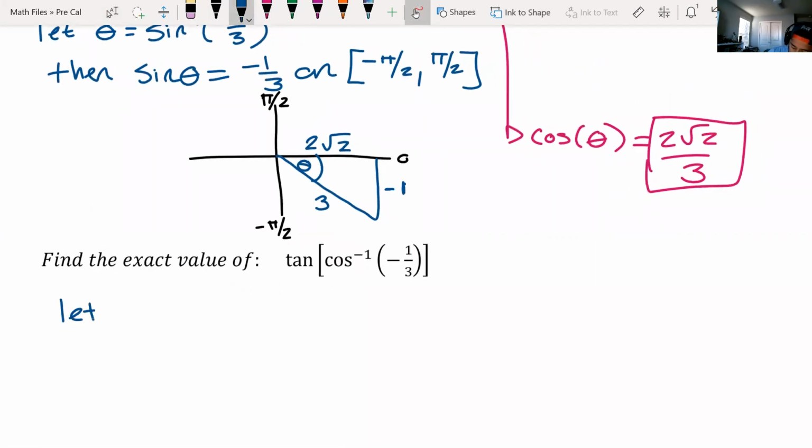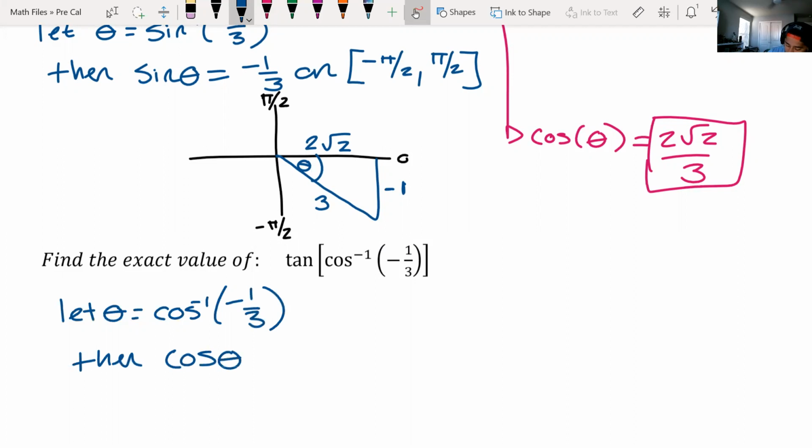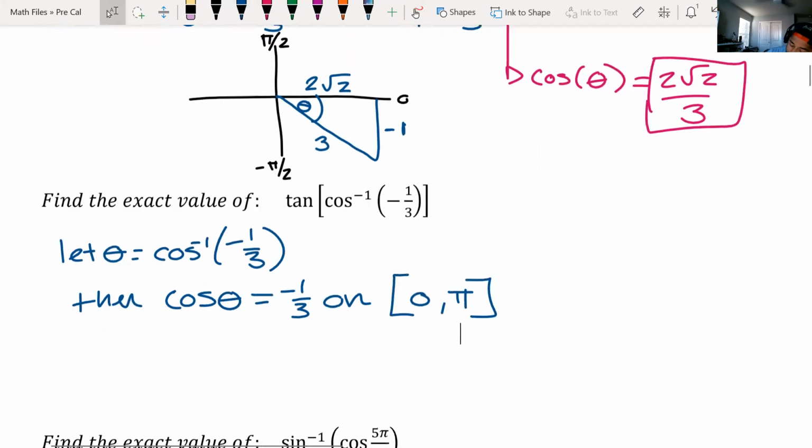Here, let theta equal the inverse cosine of -1/3. Then you'd have cosine theta equal to -1/3 on what restrictions? 0 to pi. Those are the restrictions for the inverse cosine, right?